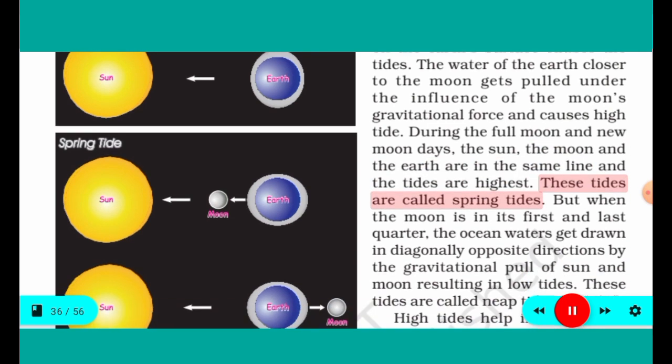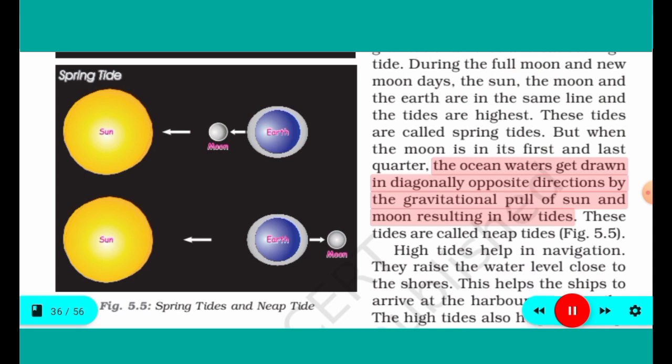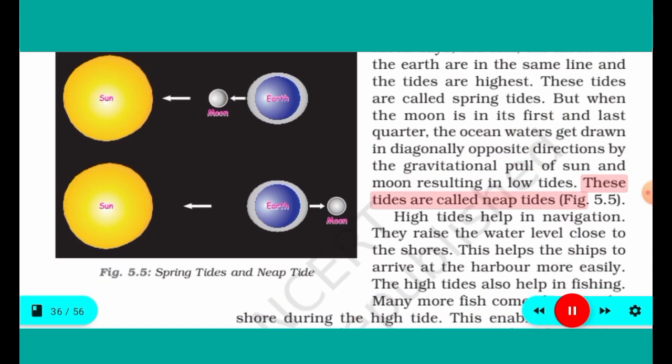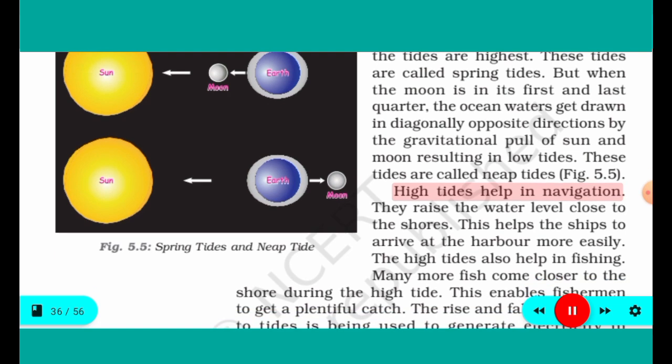These tides are called spring tides. But when the Moon is in its first and last quarter, the ocean waters get drawn in diagonally opposite directions by the gravitational pull of Sun and Moon, resulting in low tides. These tides are called neap tides, Fig. 5.5. High tides help in navigation.